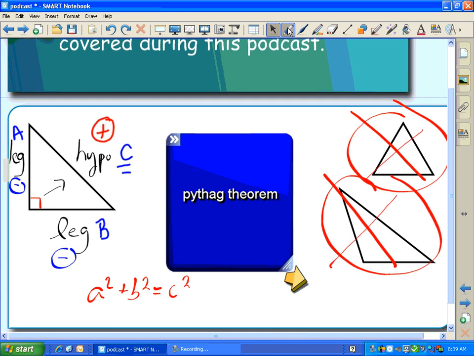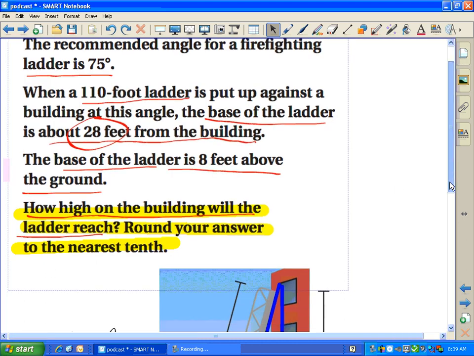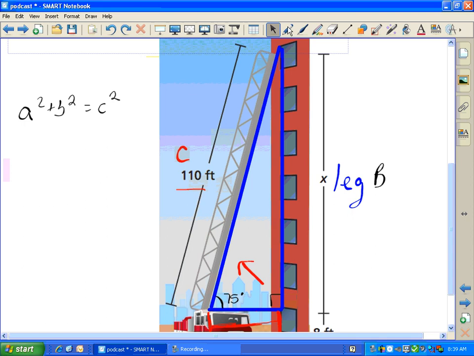If I'm looking for a leg, I'm going to subtract. If I were looking for the hypotenuse, I'm going to add. So I'm going to go back and look at the problem. It's clear I'm looking for a leg, so I know I'm going to have to subtract in the problem. So the first thing I'm going to do is 110 squared.